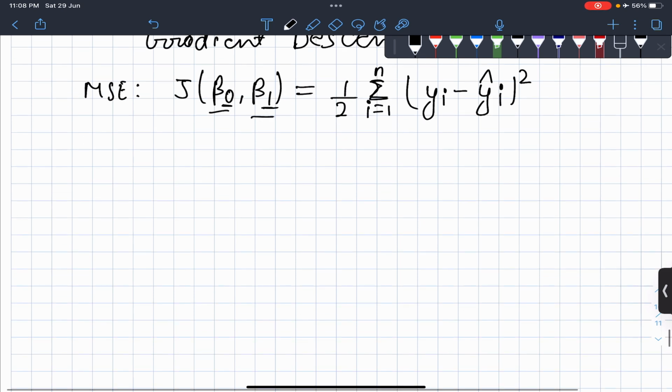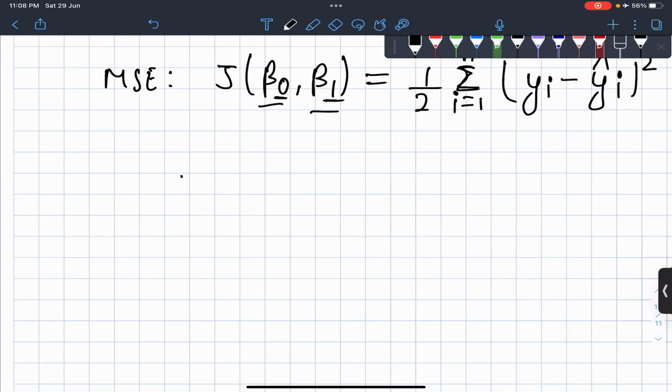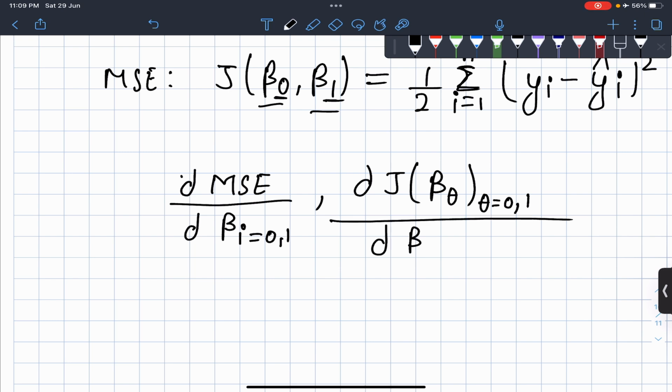Now we have to use calculus to find the best beta 0 and beta 1. So we take the derivative of the MSE with respect to beta i, where i goes from 0 to 1, that is, for beta 0 and beta 1.